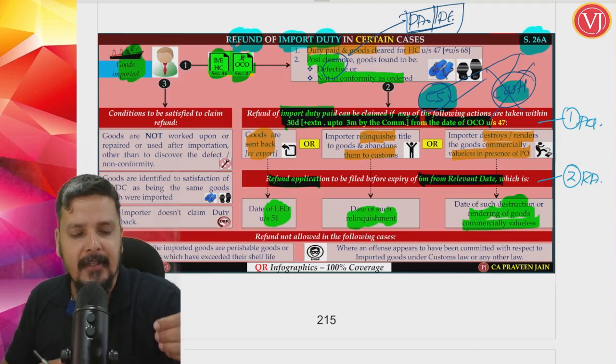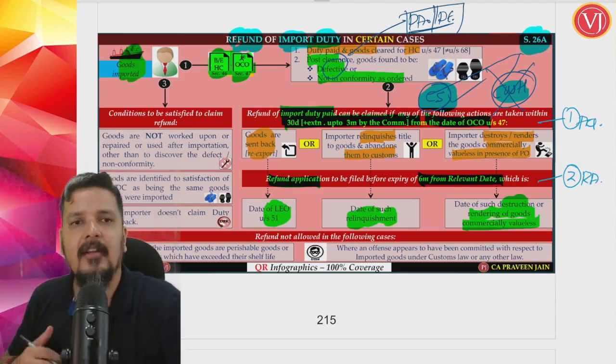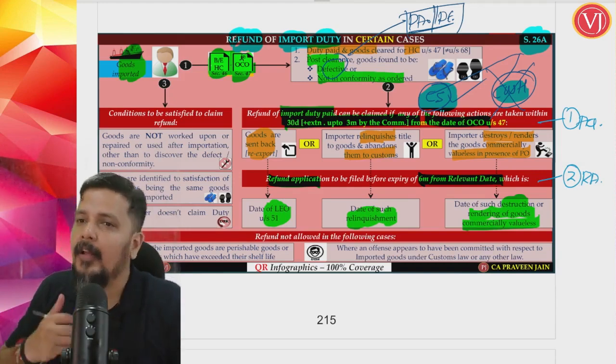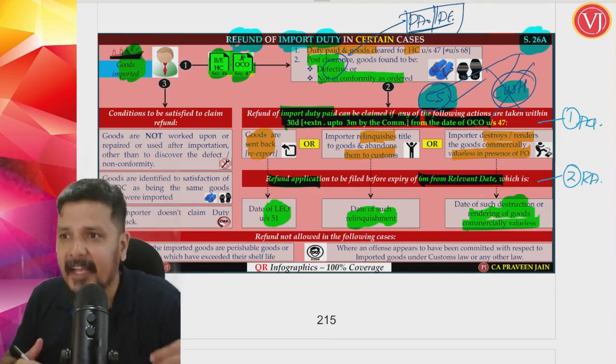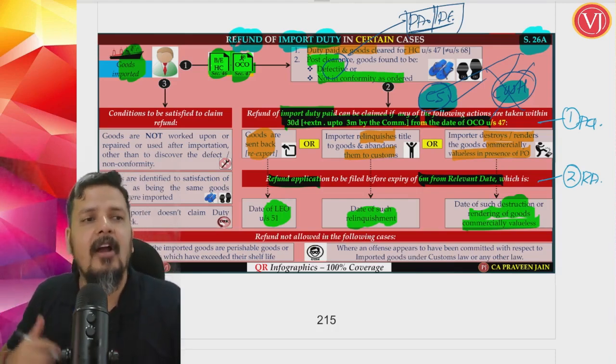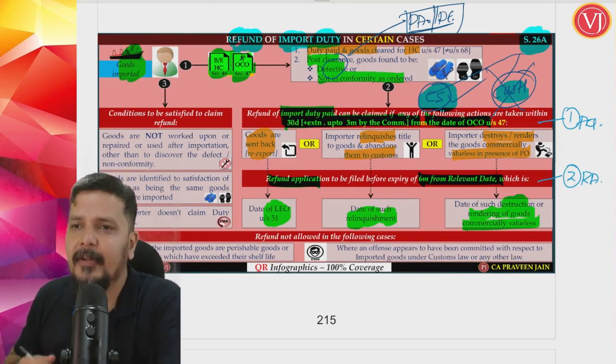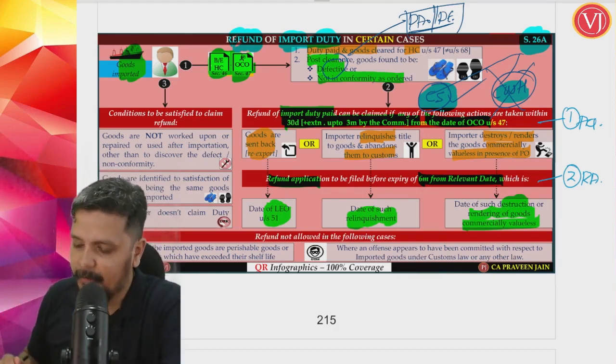What action? Re-export, relinquishment, destruction. Then after re-export, relinquishment or destruction, from that time, from the late export order under section 51, or from relinquishment of title, or from destruction, from that time within 6 months, make a refund application.